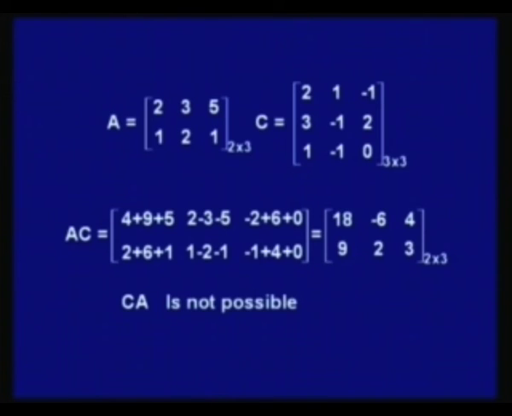But if you consider CA, C is 3 by 3 and A is 2 by 3. So, this 3 is not the same as this 2. So, CA is simply not possible. So, in this example, although AC is possible, CA is not possible. In the earlier example, AB and BA both are possible, but they are not equal. In this case, AC is possible, but CA is not possible.